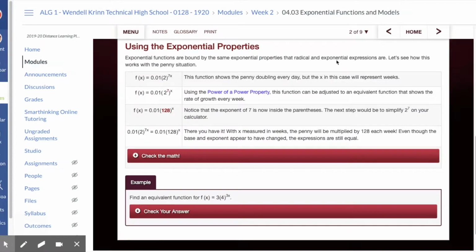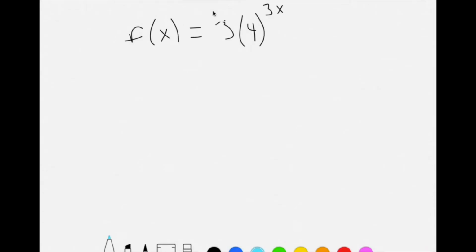Here we are on page 2, looking at the bottom part talking about using exponential properties. We have an example there at the bottom that I want to make sure I go through. Here's our example: 3 times 4 to the power of 3x. Something that we learned from our last lesson is that 4 to the power of 3x can also be written as 4 to the third, to the power of x.